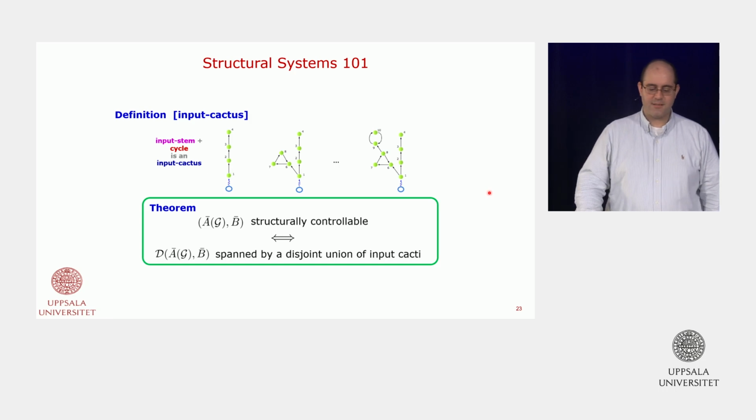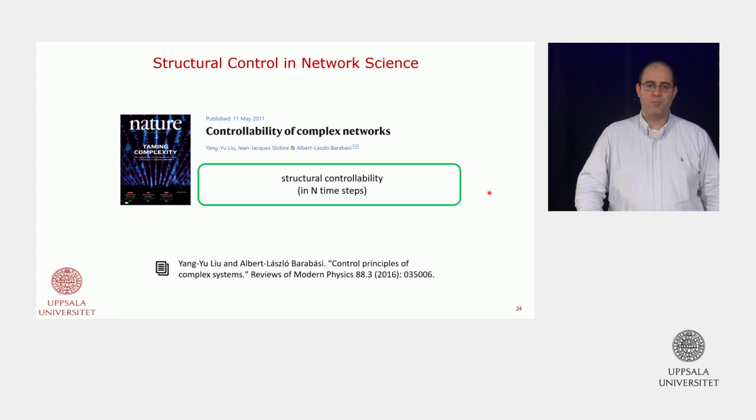Now, this has been around for a while, but it hit popularity within network science after this paper came out. There is this paper, Controllability of Complex Networks, that came out and was actually the cover of Nature. And in this paper, there was a profound study of structural controllability and its usability in the context of different networks. And in this case, they consider controllability in the original terminology, basically assuming that we have a capital N time steps, where this capital N is the size of the network.